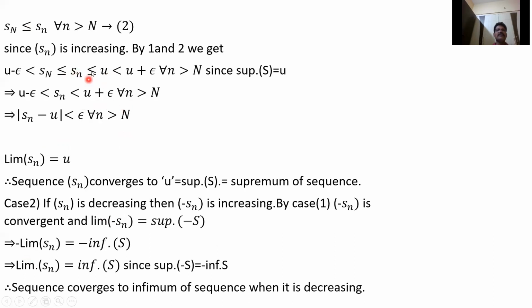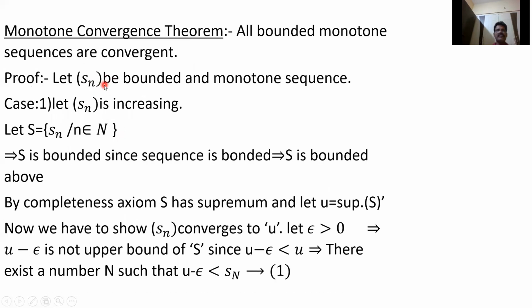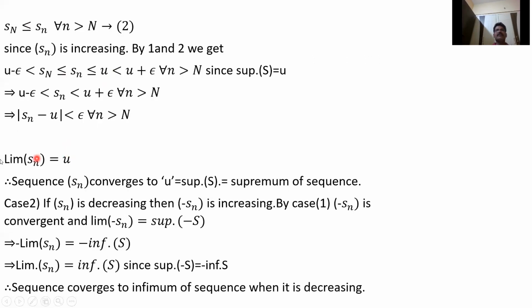Upper bound means every element in the set S is always less than or equal to U. So since the supremum of S equals U, this is an upper bound, and every term in the set S is less than or equal to U. And also, epsilon is positive, so U is less than U plus epsilon. Finally you get U minus epsilon less than Sn less than U plus epsilon for all n greater than N. That means mod Sn minus U is less than epsilon for all n greater than N.